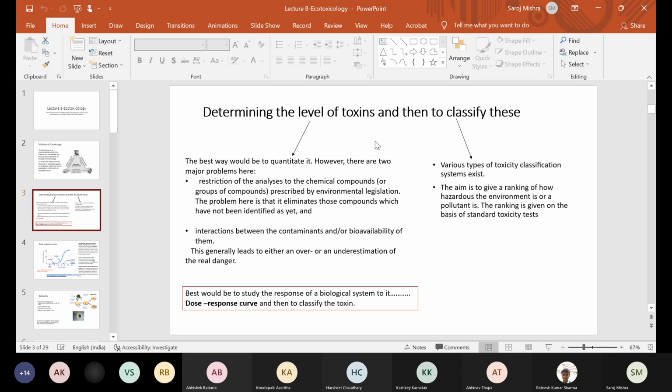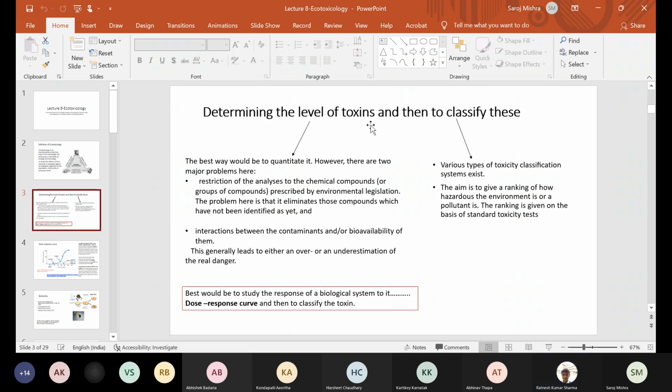So the first question is, how do you determine the level of toxin in the environment? And what do you call a toxic compound? Yeah, somebody had a question? Yes, ma'am. First, we need to define toxins. What are toxins here? Exactly.